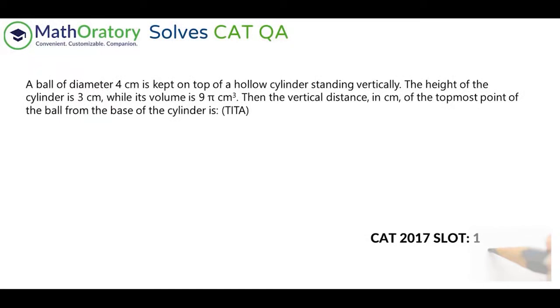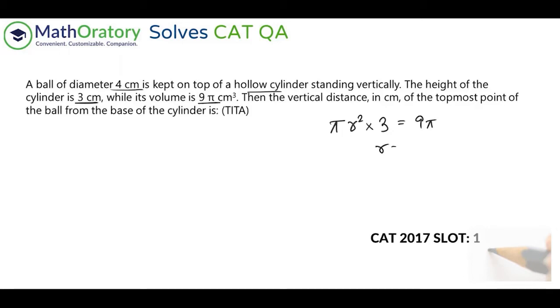Okay, so we have a ball of diameter 4 centimeter kept on top of a hollow cylinder standing vertically. The height of the cylinder is 3 centimeter while its volume is 9 pi. Okay, so I get the base radius as well. So we know that volume of a cylinder is pi r square into h. Now the h is 3 and that is 9 pi.